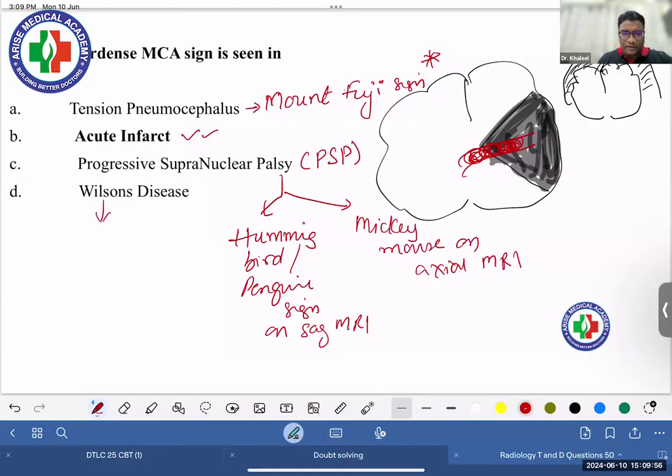And what is the MRI finding of Wilson's disease? What is the radiological sign seen with Wilson's disease? You have the face of the giant panda. Face of the giant panda sign. Right? So these are the different signs that you see. So hyperdense MCA, there's a thrombus that you see in the middle cerebral artery. Hyperdense MCA sign is one of the earliest findings of acute infarction.